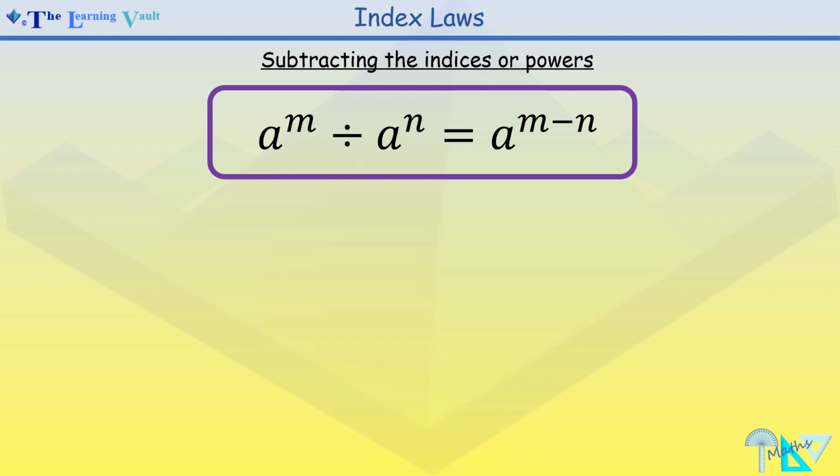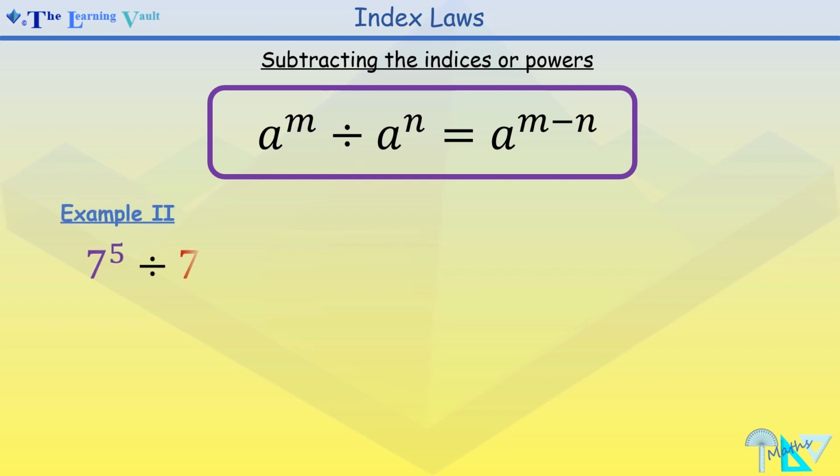Second, subtracting the indices. We have a to the power of m divided by a to the power of n, which is equal to a to the power of m minus n. As long as the bases are the same when dividing, all you need to do is subtract the powers of the second term from the first term.